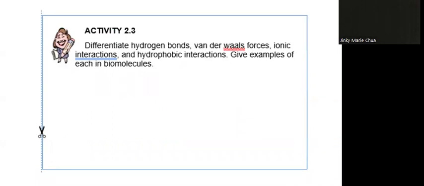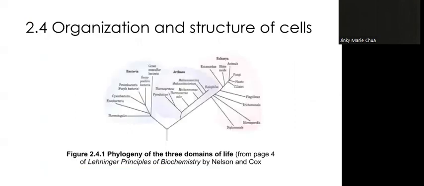So in your activity 2.3, it's simply to differentiate hydrogen bonds, van der Waals forces, ionic interactions, and hydrophobic interactions, and give examples of each in biomolecules. I did not include this much in the discussion because you have this already from your senior high school. And finally is the organization and structure of cells.